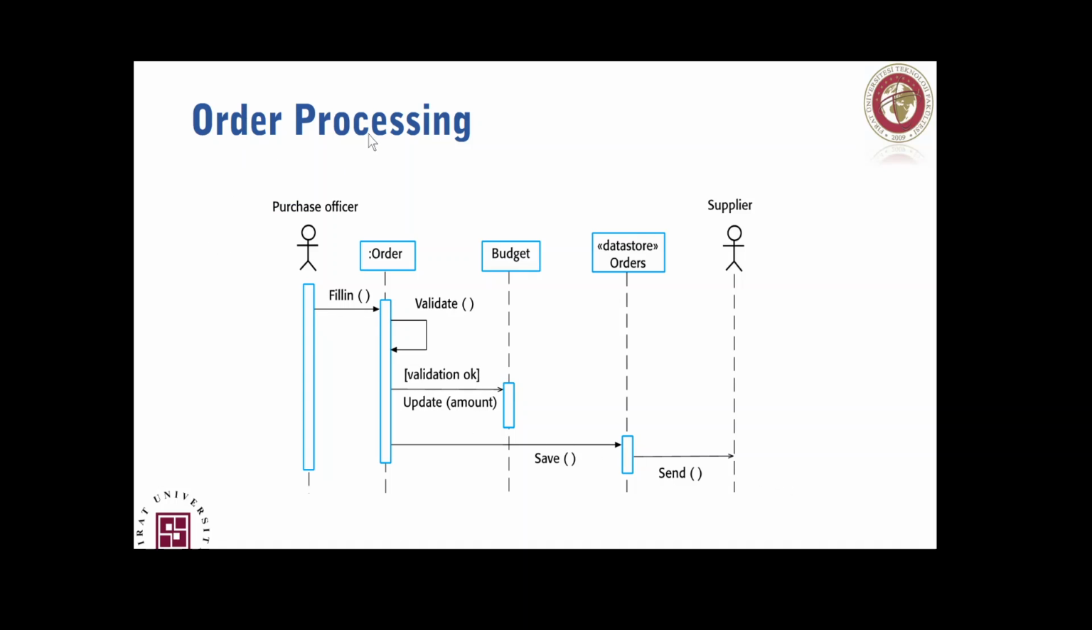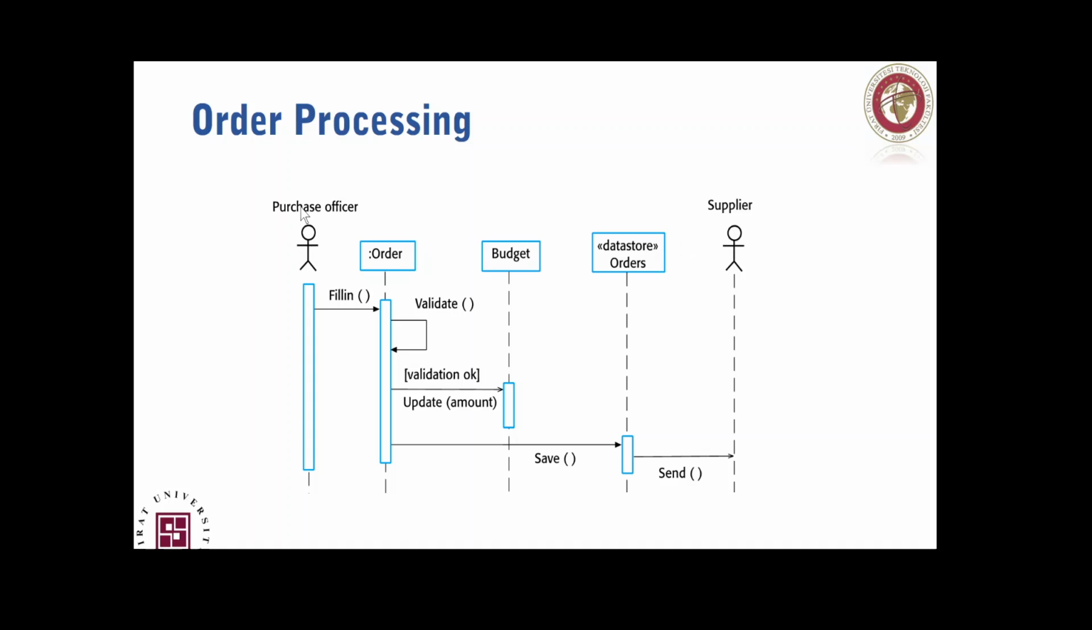Think about order processing. We have an officer, it could be a system or a human being, who fills in some order, and then there is a validation. Once the validation is done, we have an update. We save the order in the system. These are the instances of objects within our system, and these are actors.